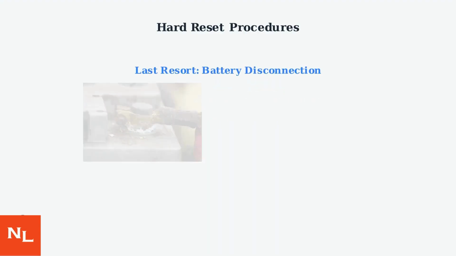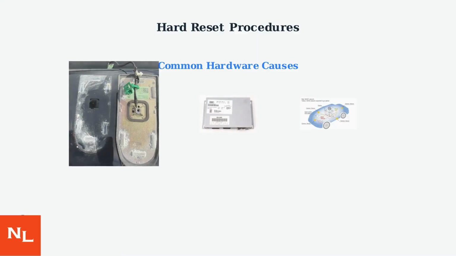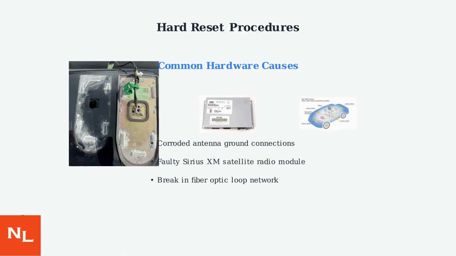As a last resort, you can disconnect the car battery for 10 minutes. This will reset all electronic systems, but may also reset other vehicle settings like radio presets and clock. If resets don't solve the problem, hardware issues may be the cause.